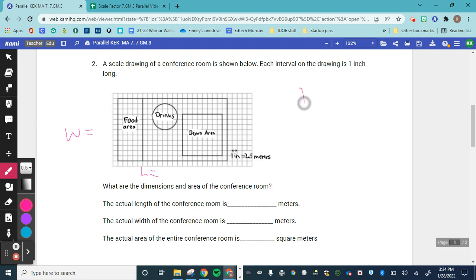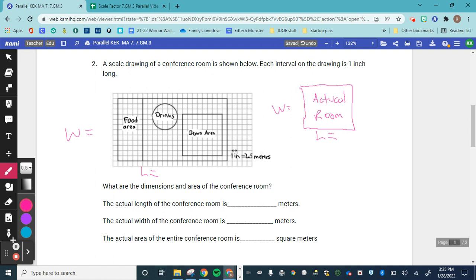So first, I like to draw another picture of it to keep myself organized. And I see that they told us about a food area and a drinks area and a demonstration area, but we actually don't need that information because they just want the entire room. So they put those in to distract you. So this rectangle represents our actual room. And we're going to need to find the actual length and the actual width.